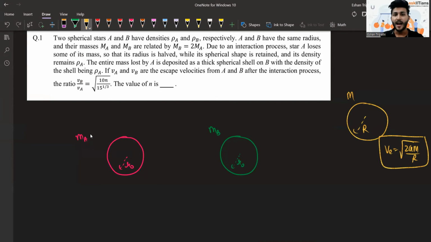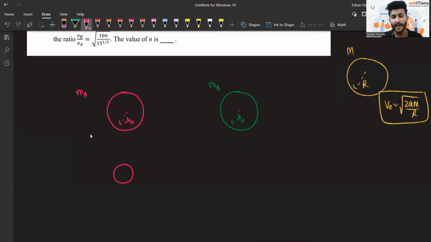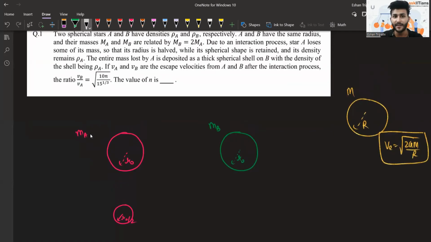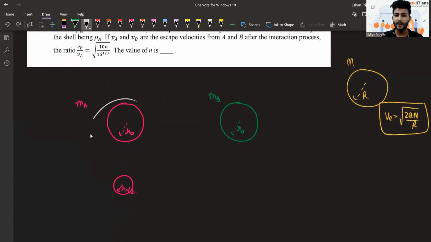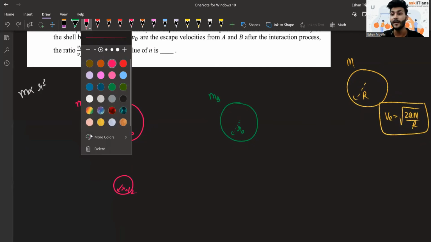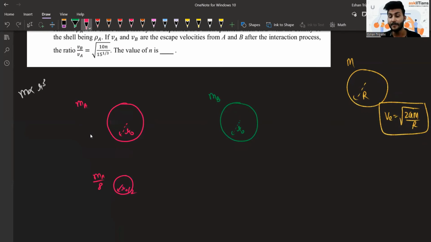So here it says a part of the star A is lost and it gets deposited onto the second star. It is given that it is halved in such a way that its radius becomes half. So that means it loses mass and becomes of R0 by 2 radius. If R0 by 2 is the radius, and it's given density remains constant, then for this star mass should be proportional to volume, which is proportional to R cube. So if radius is becoming half, mass must have become 1/8. The final mass is actually going to be Ma by 8.